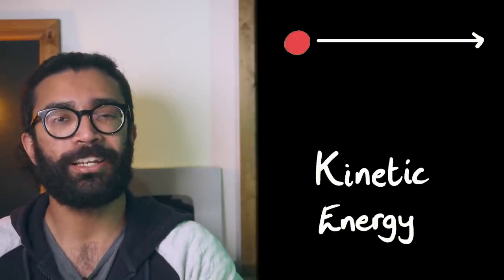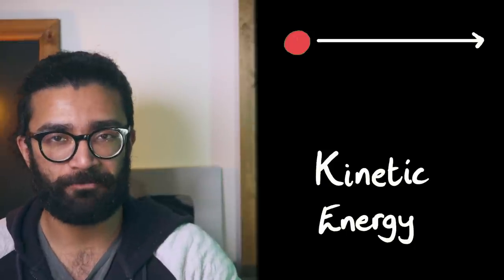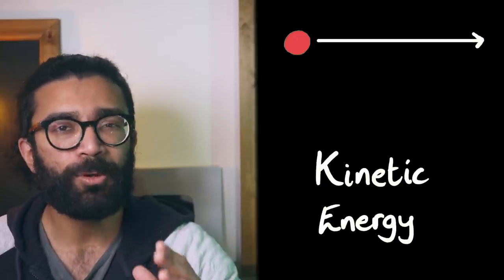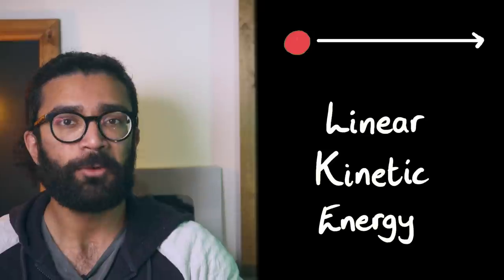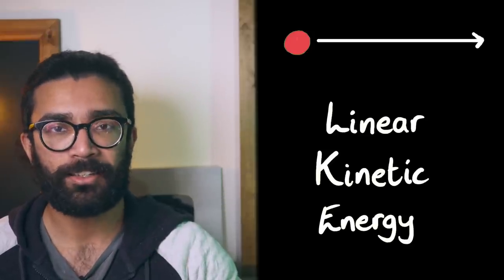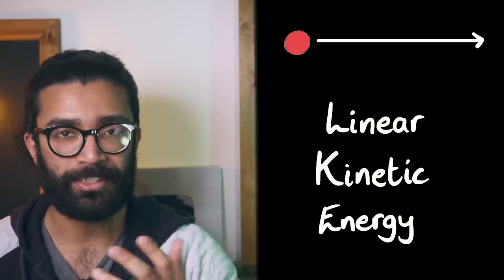On this channel, we've often talked about how objects that move in a straight line can be said to have some amount of energy as a result of this motion. And we've often said that this is the kinetic energy of the object. But in reality, we've been a little bit woolly with our definition of kinetic energy. What we're really talking about here is the linear kinetic energy, which is the energy an object has due to its motion in a straight line.